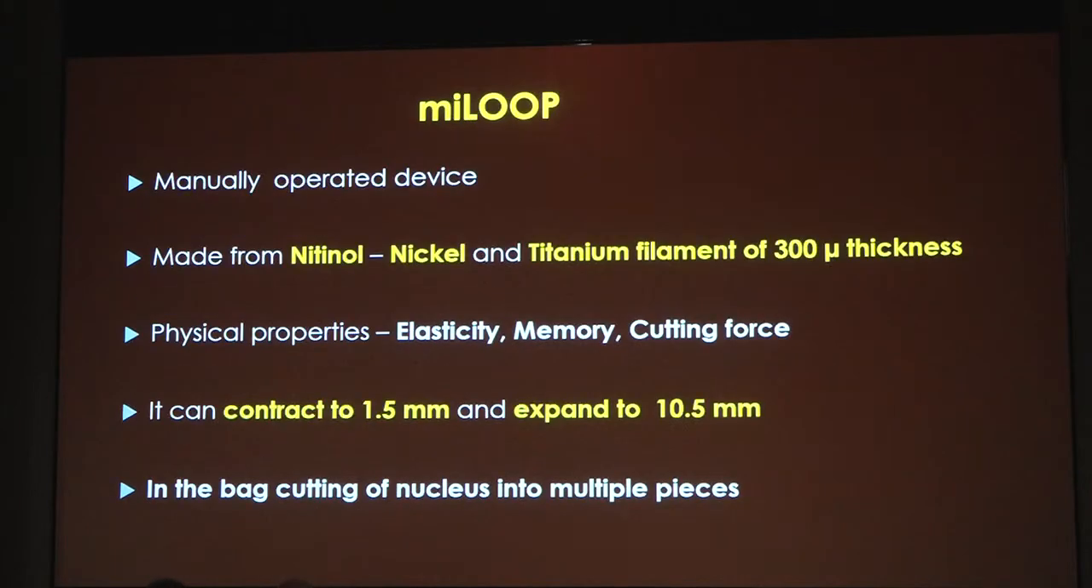Another thing is my loop. It's a Nitinol loop. It is actually, I will say, similar to the technique of Dr. Anil Shah. And Nitinol is an element which is made of nickel and titanium of 300 microns, and it has good elasticity, good memory, and a good cutting power. The advantage is that it goes through 1.5 millimeter and expands to almost 10.5 millimeters. And it can be used inside the bag for cutting the nucleus.